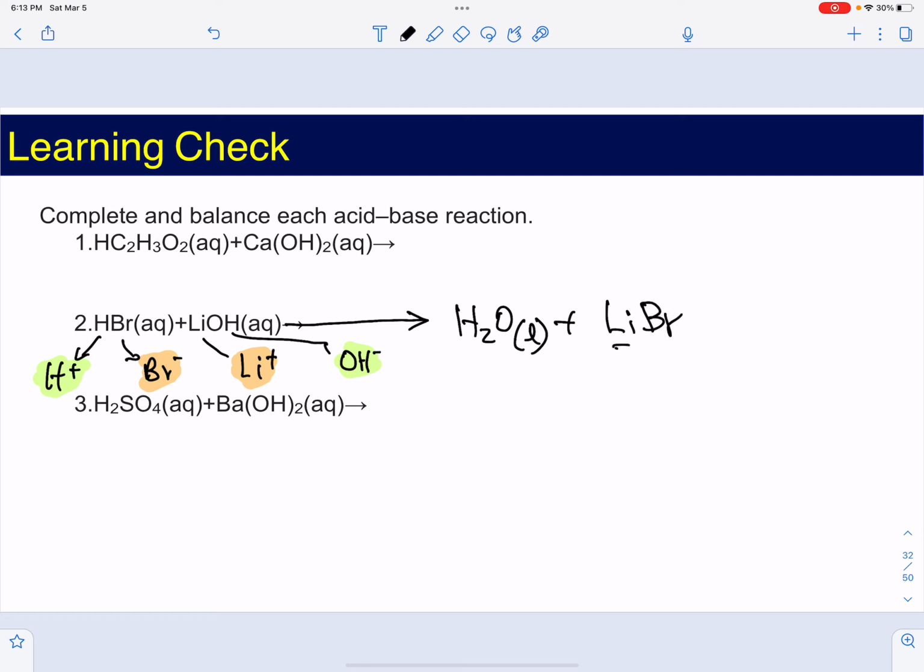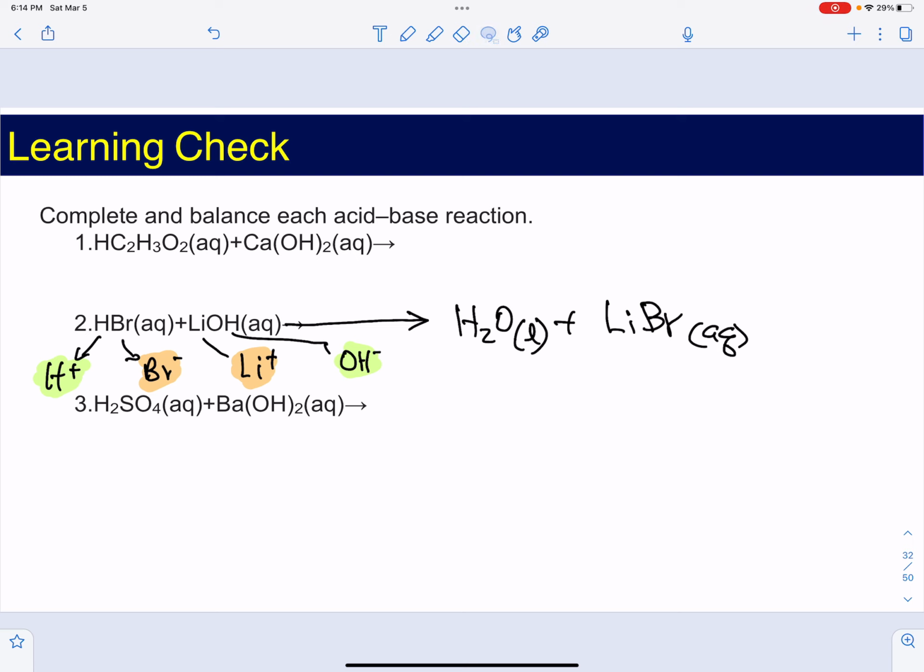And anything with an alkali metal is always soluble. So there are few things you can memorize that will save you from going back and forth to the table that you have been seeing me do. Anything with an acetate, ammonium, an alkali metal, or nitrates is always soluble, no exceptions. And that would be what we get on that one.